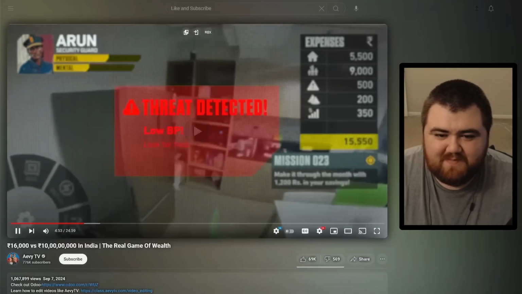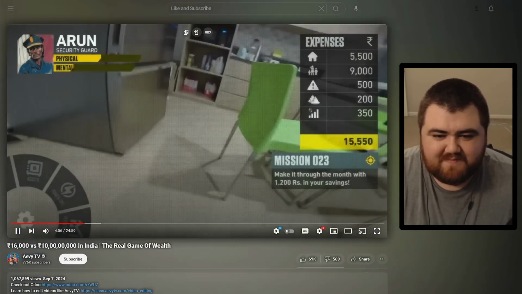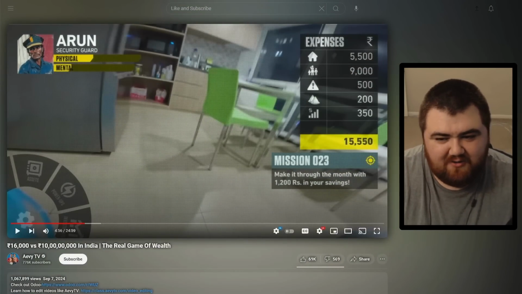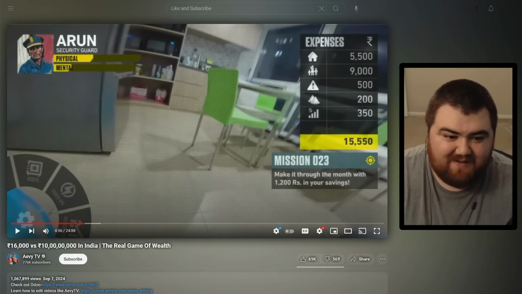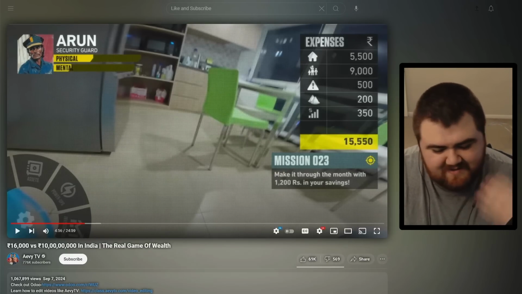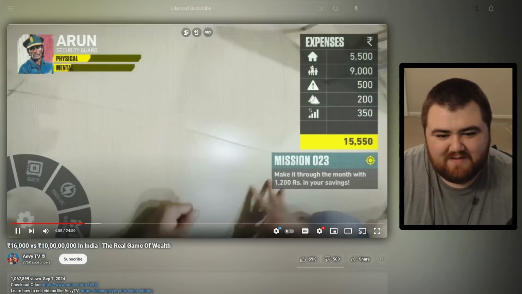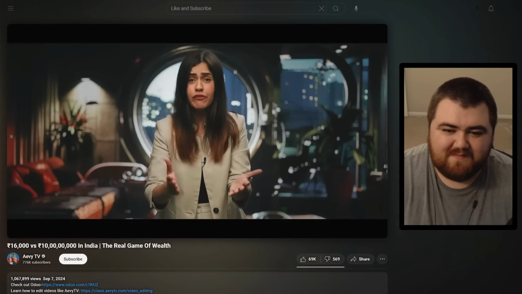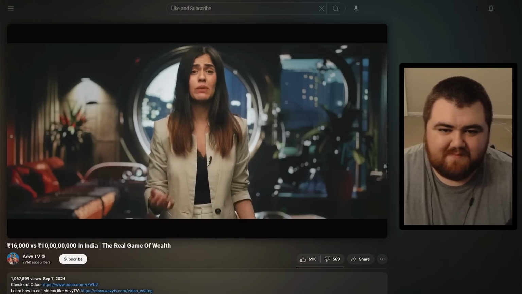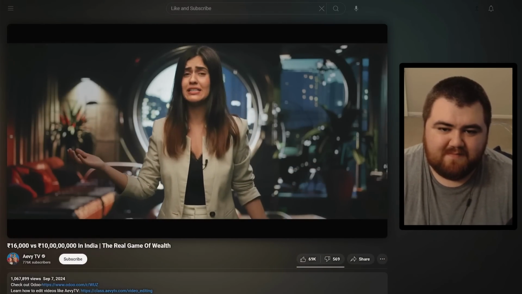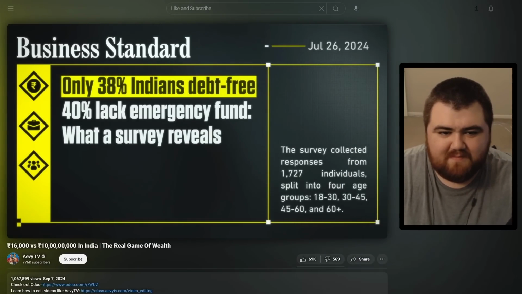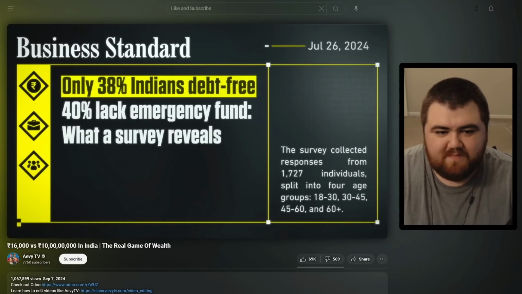Wow. One health calamity can wipe you out. Oh yeah, I'm pretty sure if I were to get sick or something, that's it for me. I'm done. Get me out of there. Any surprise cost could be catastrophic. If and when this emergency arises, you might have to borrow from your employer or friends, joining the 62% of Indians trapped in cycles of debt.